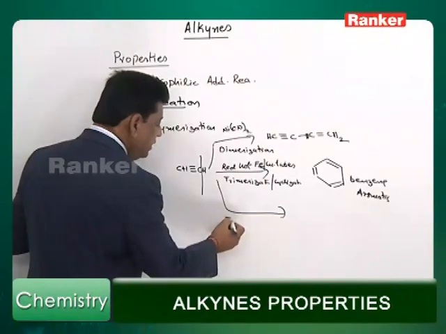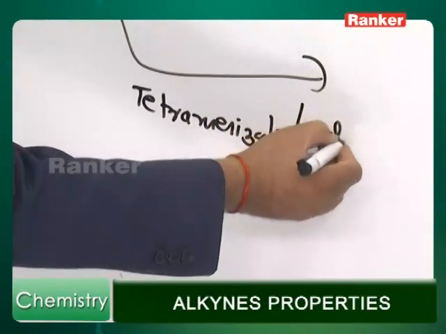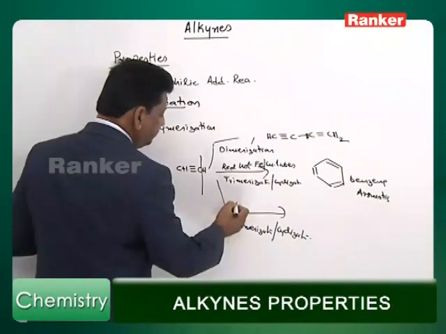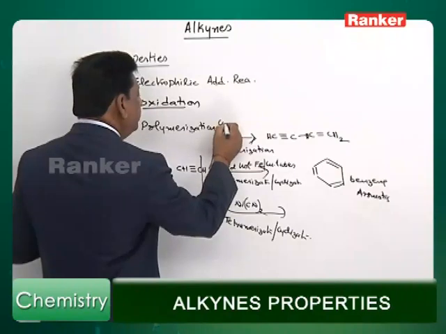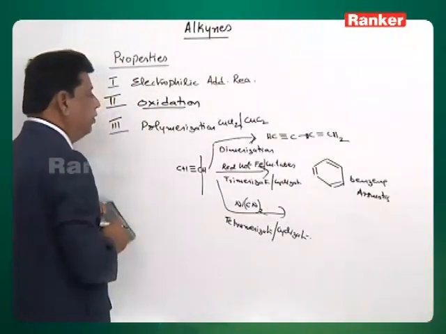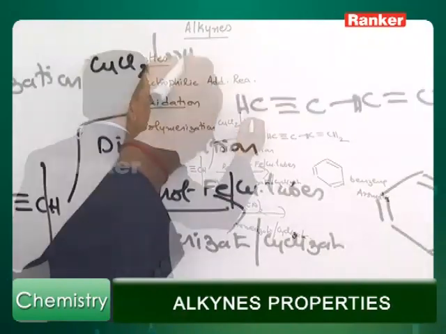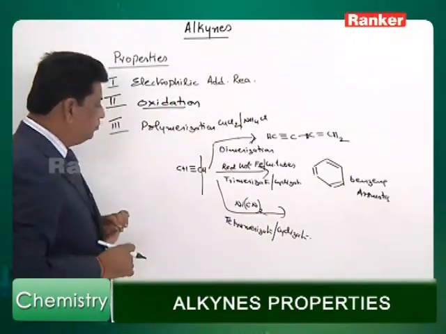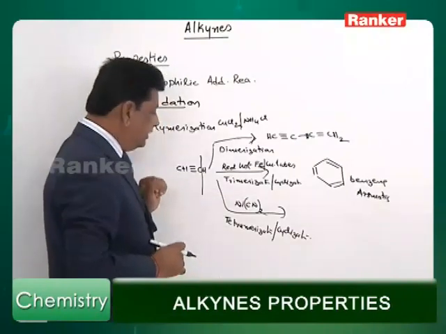Instead, you can also find tetramerization. Tetramerization, this is also cyclization. I think nickel cyanide is better used here. And use copper chloride and copper acetylide, CuC2, or ammonium chloride also works well. Take copper chloride and ammonium chloride. Copper chloride, ammonium chloride mixture for the dimerization. Red hot iron tubes for the trimerization. Nickel cyanide for the tetramerization.